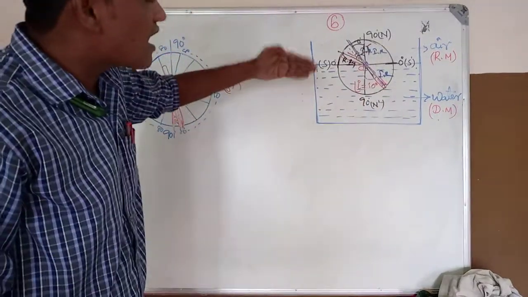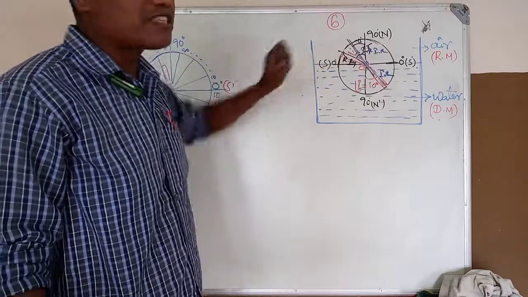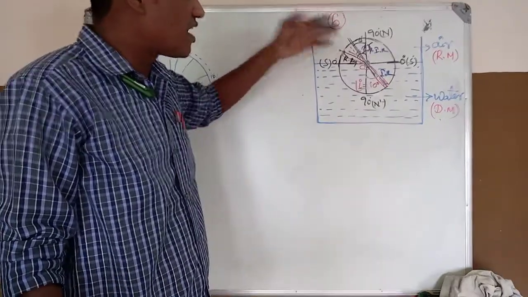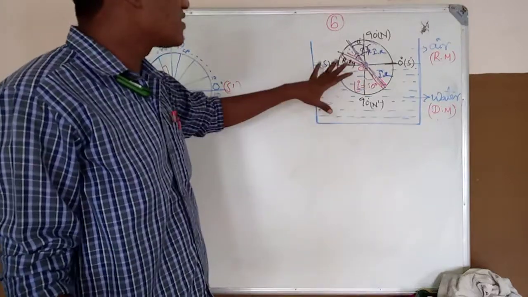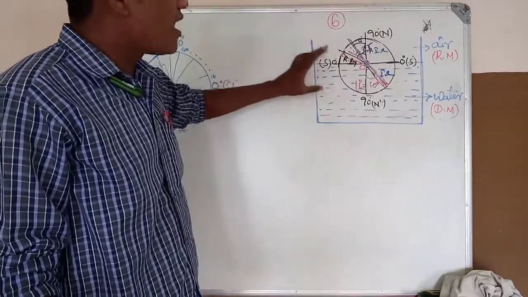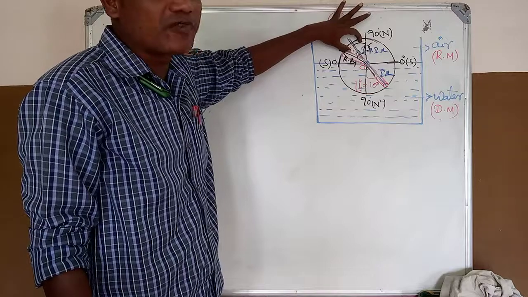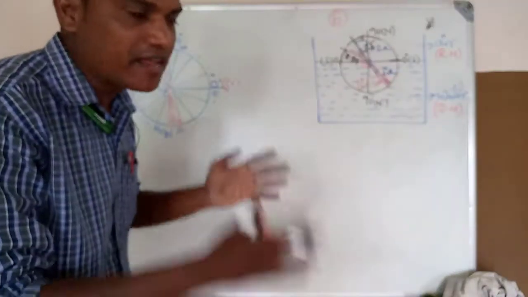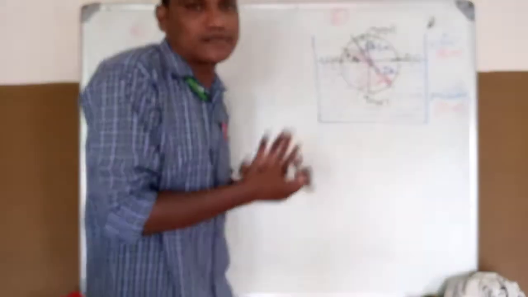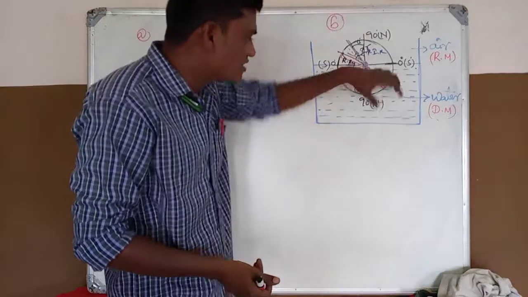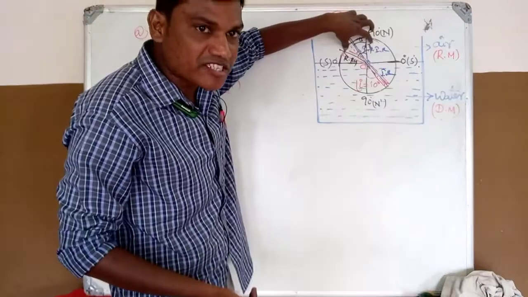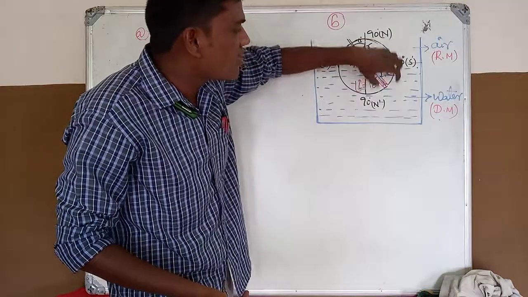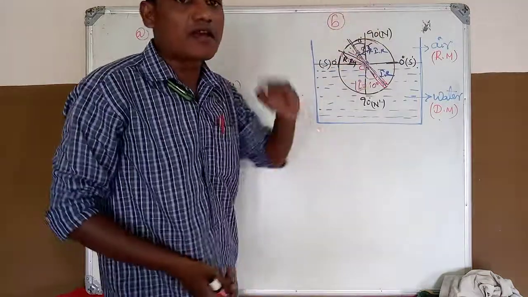Now we conduct the same experiment for various angles of incidence, like 20, 30, 40, and so on. After that, we note the corresponding angle of refraction values. Finally we conclude that the angle of incidence is less than the angle of refraction when light travels from a denser medium to a rarer medium.